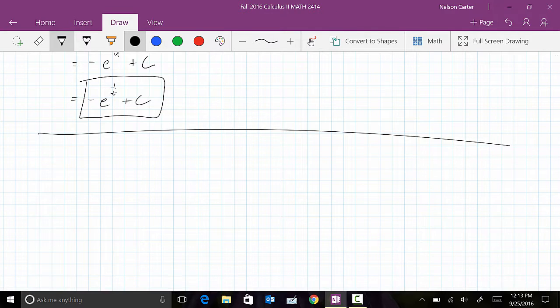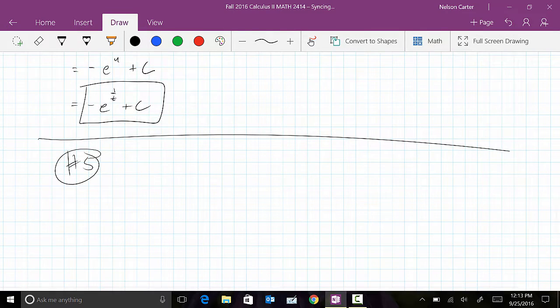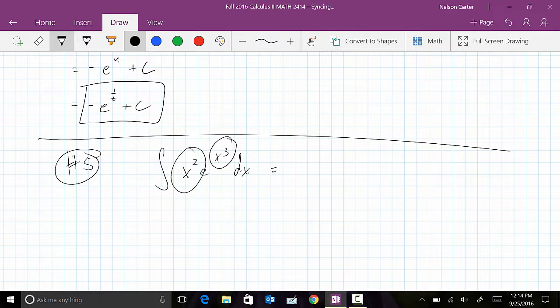Alright, let's do another one. Okay, how about this one, number 5. That was number 4, this is number 5. So this is the integral of x squared e to power x cubed dx. Okay, again, there's something as an inner function, and its derivative is 3x squared, and you've got the x squared. So that means we're going to be able to do u sub, no problem.